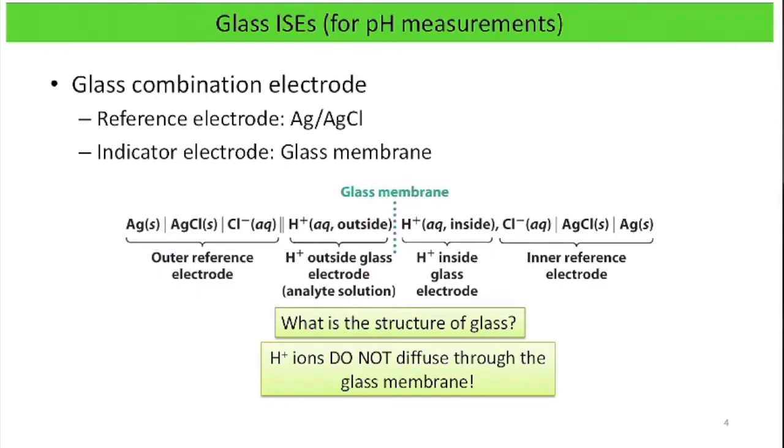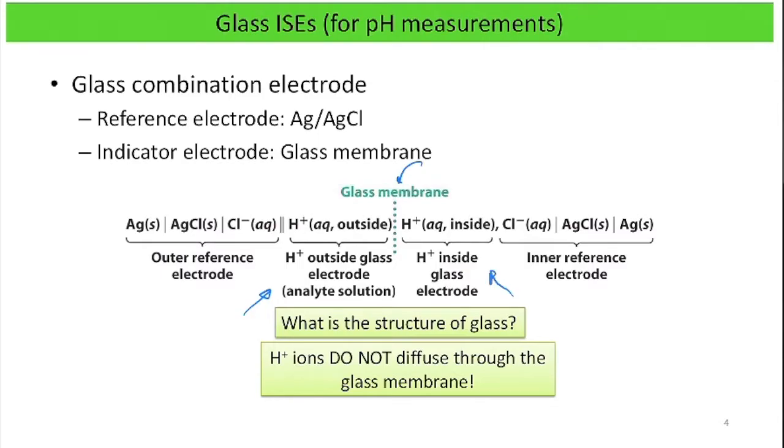So in terms of pH, the indicator electrode is the glass membrane. The potential difference on either side of a glass membrane is going to determine what voltage is measured, and then the voltage is going to be converted into a pH. So here's the glass membrane, and we have the concentration of H+ outside of the membrane and a concentration of H+ inside the membrane as well.